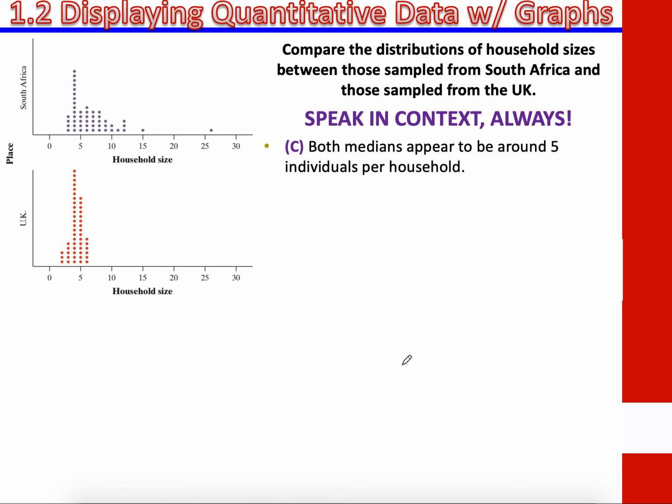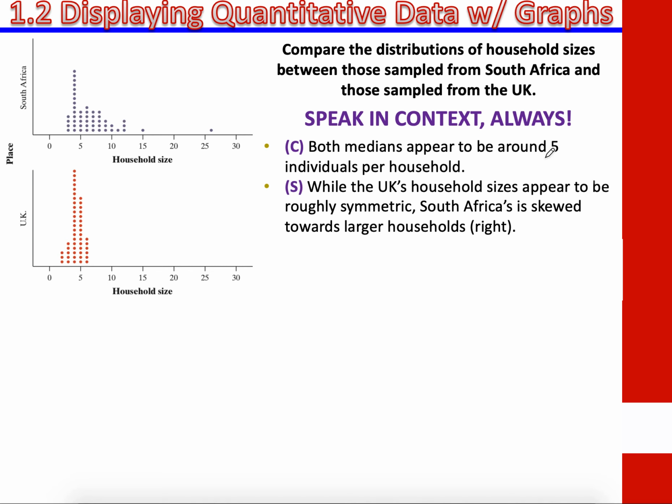But just to really emphasize that I'm hitting all the key things in SOCS here, I'm going to label them thusly. So the center: both medians appear to be around 5 individuals per household. I'm not going to ask you to count the dots here, but what you can notice is that both of these distributions happen to be centered around 5 people per household. Great. In terms of the shape, this S goes with shape.